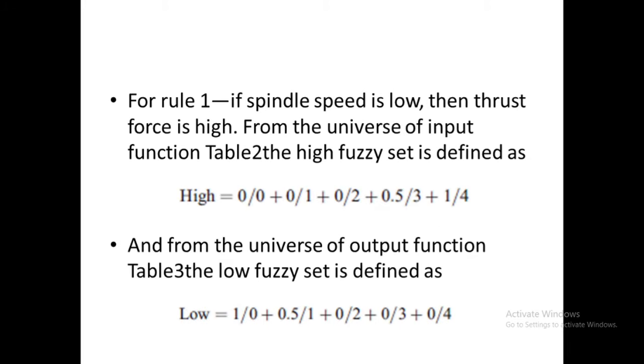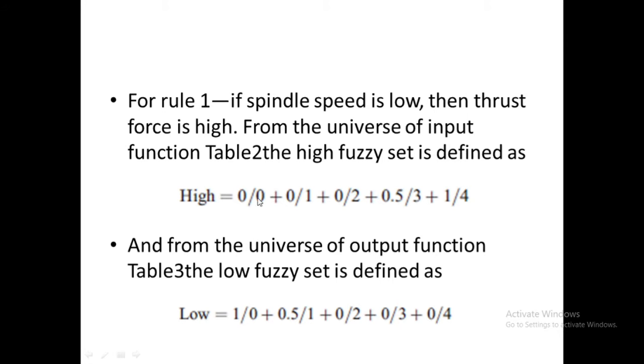Okay, so fuzzy rule. Already I fixed the fuzzy rule: low and high fuzzy terms with the output function and low fuzzy term with the input function. Likewise, I frame the table. How do I relate the tables? I will tell you later. Okay, for rule 1, if spindle speed is low, then thrust force is high. From the universe of output function table, the high fuzzy set is defined as high. So here I frame the values.